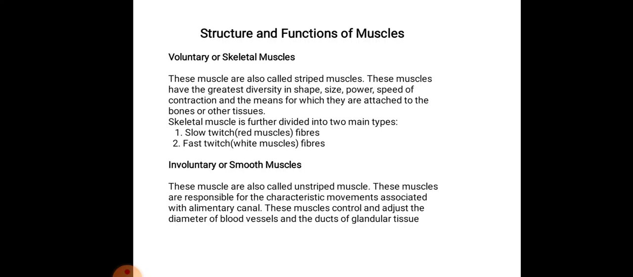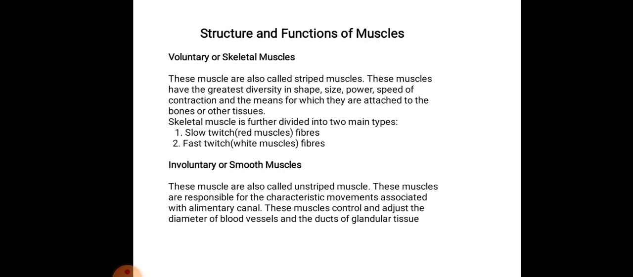Okay, mainly we have to know what is voluntary muscle, then fast twitch fiber and slow twitch fiber. I am just giving examples; you can understand later on. Then involuntary muscles. These muscles are also called unstriped muscles.